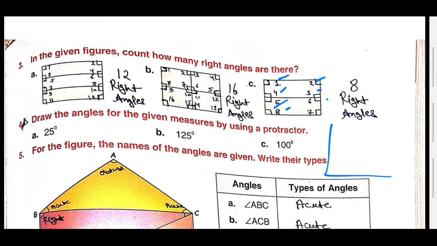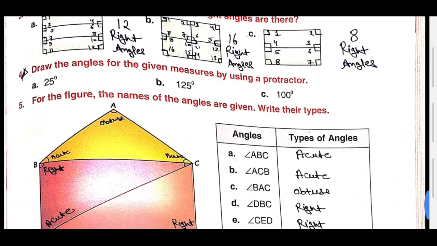Right angle means with the help of a corner. And in a rectangle, the corner angle is always 90 degrees. So they are all right angles. So you have to point and write the right angles, how many are there.